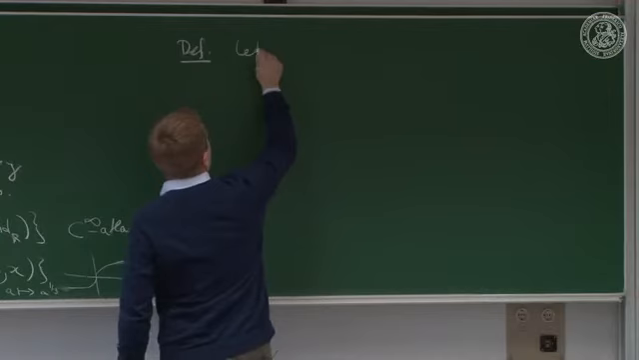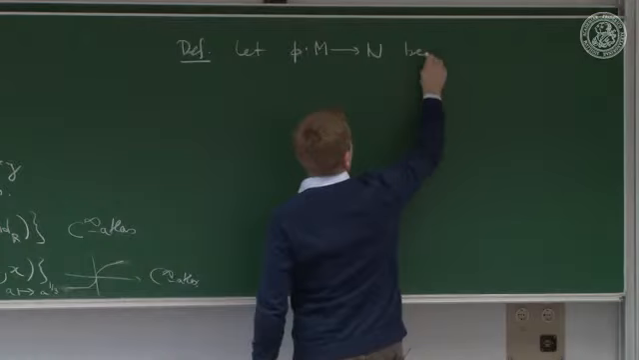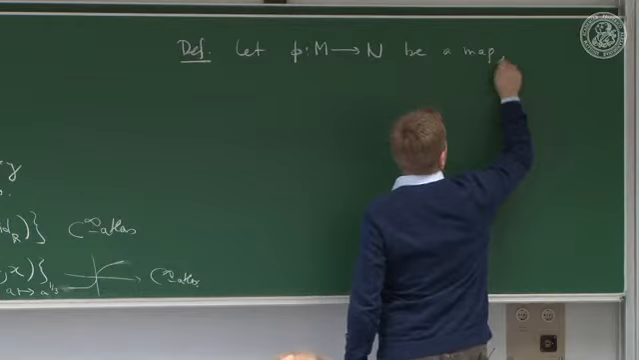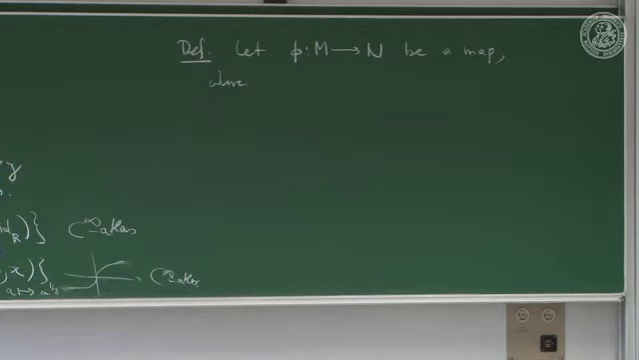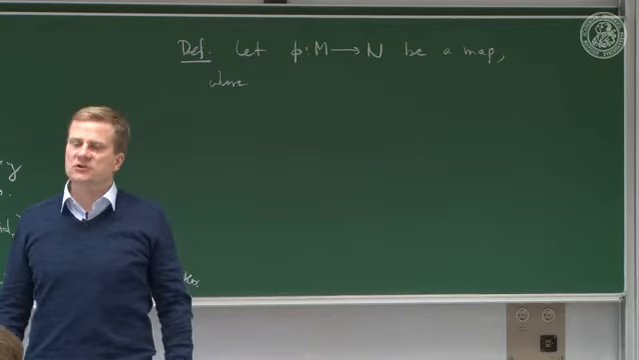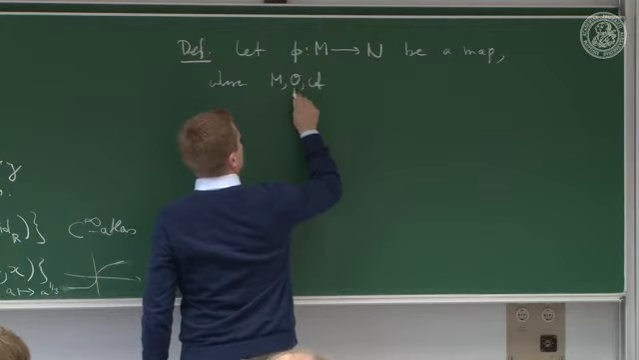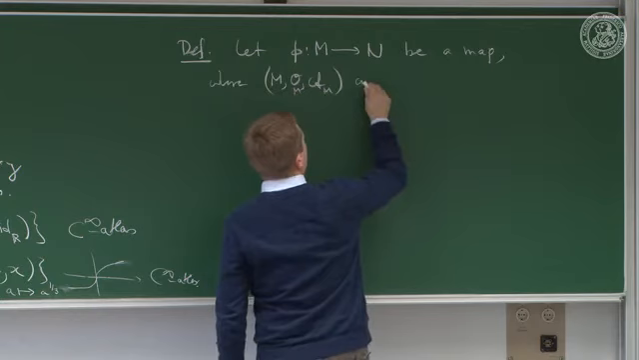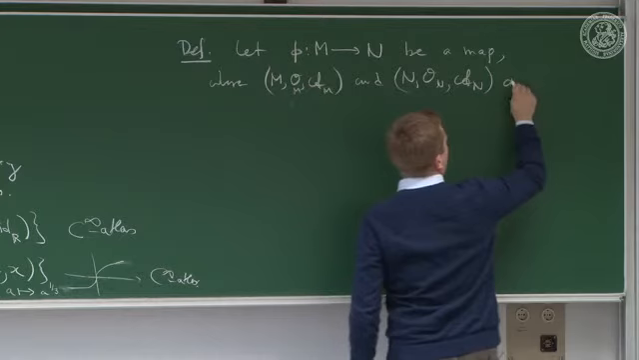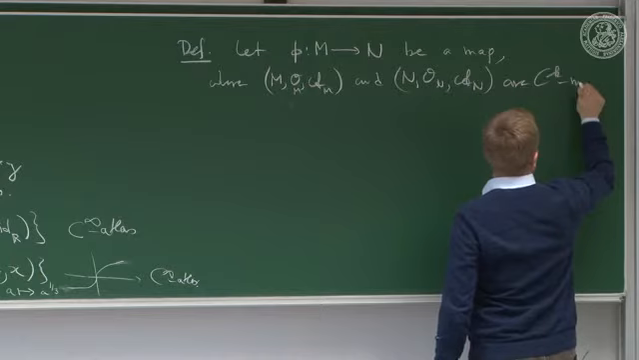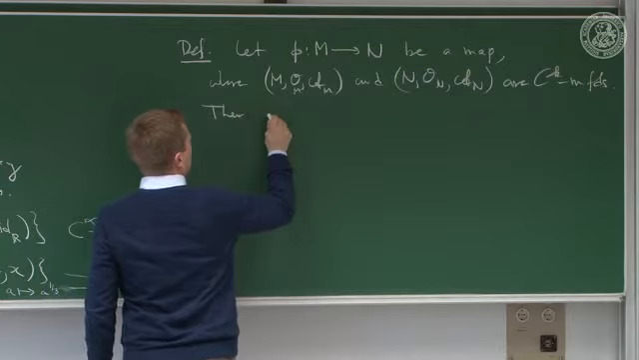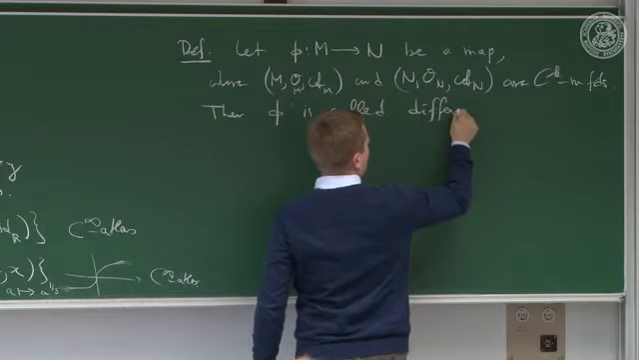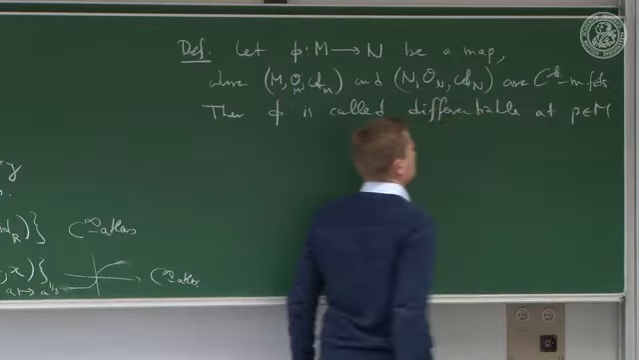Let phi from M to N be a map. Where, well, for M and N it suffices that they are sets in order to have a map. In order to have a continuous map, I need topological spaces, but now M and N are supposed to both be differentiable manifolds, where (M, O_M, A_M) and (N, O_N, A_N) are CK manifolds. Then phi is called differentiable at the point P in M if.